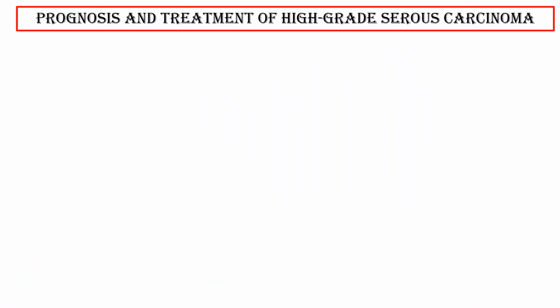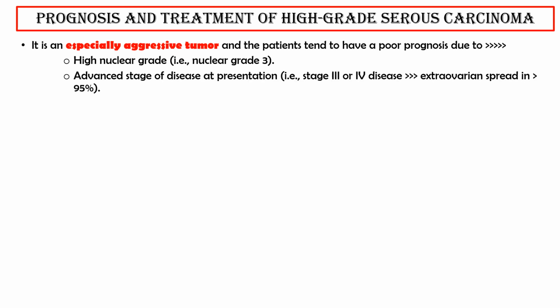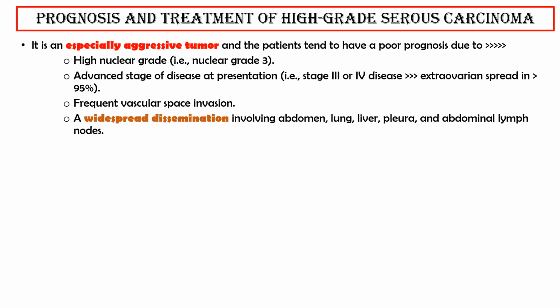Prognosis and treatment of high-grade serous carcinoma. It is an especially aggressive tumor and the patients tend to have a poor prognosis due to high nuclear grade, that is nuclear grade 3, advanced stage of disease at presentation, that is stage 3 or 4 disease, extra-ovarian spread in more than 95%, frequent vascular space invasion, and widespread dissemination involving abdomen, lung, liver, pleura, and abdominal lymph nodes.